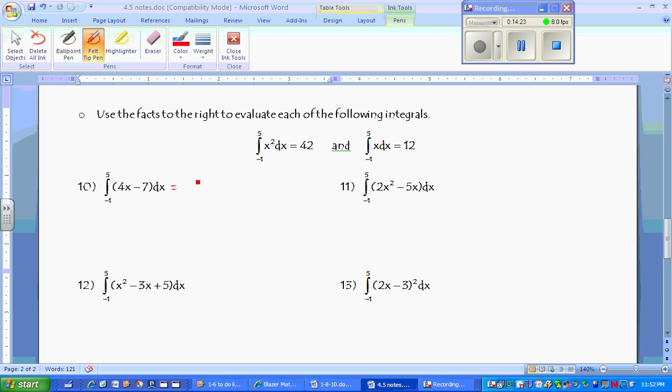We can rewrite this as the definite integral from -1 to 5 of 4x, where we can bring that 4 out in front, minus the definite integral from -1 to 5 of 7 dx. So that constant out in front just stays 4. We know from up above that the definite integral from -1 to 5 of x dx is 12. And for this one, when we have a constant, it's just going to be that constant times b minus a, so 5 minus -1, same as plus 1. So we get 48 minus 7 times 6. So we get 6 for this one.